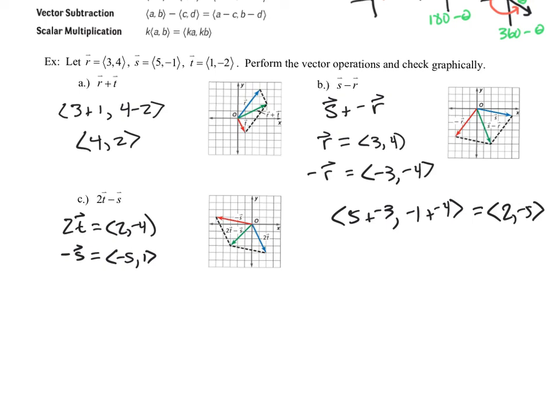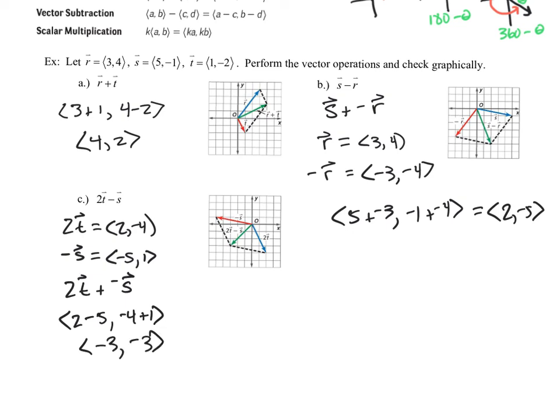All right, so now let's go ahead and add. What we're going to do is take 2 times vector t plus the opposite of vector s. We're just going to add these components. That would be 2 plus negative 5. I'm just going to write it as 2 minus 5, and then negative 4 plus 1. So your final answer turns out to be negative 3, negative 3.